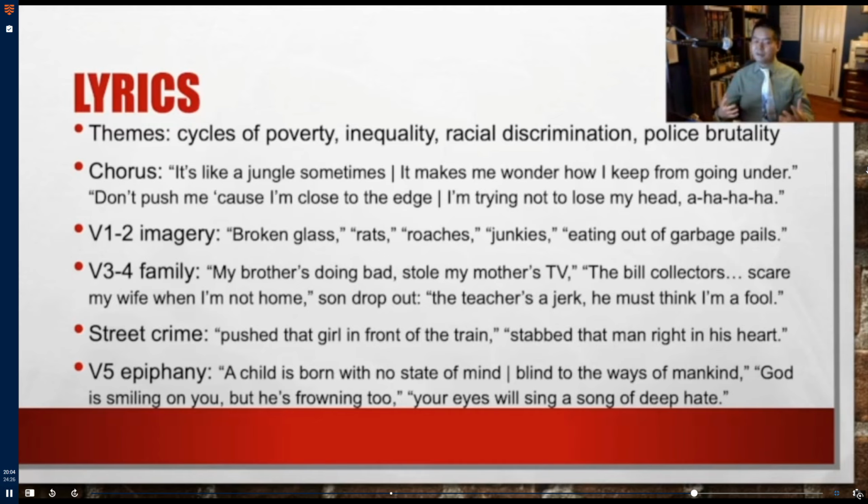Now in verses 3 and 4, the perspective shifts to focus on the family of the speaker, particularly Duke Booty in this case. So you have a number of different scenes, vignettes that give a sense of the desperation among this community, such as, my brother is doing bad, stole my mother's TV, and then the bill collectors scare my wife when I'm not home. It's intimidation to try to wrangle some money.